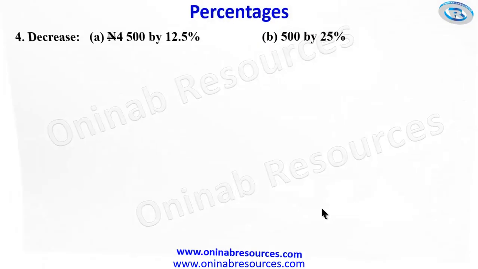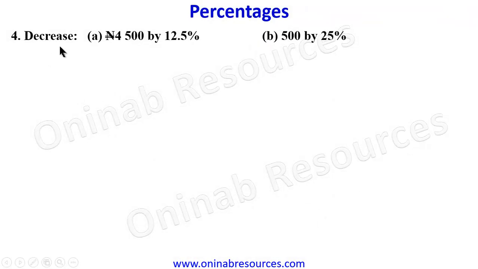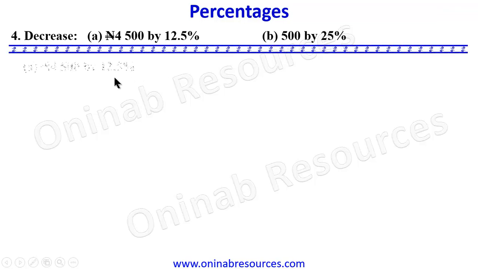We then go to problem 4. For problem 4, decrease A, 4,500 by 12.5%, B, 500 by 25%. So this is decrease. So we start with the A part of the problem. To decrease, again, we calculate 12.5% of 4,500. In this case, we deduct our result from 4,500.